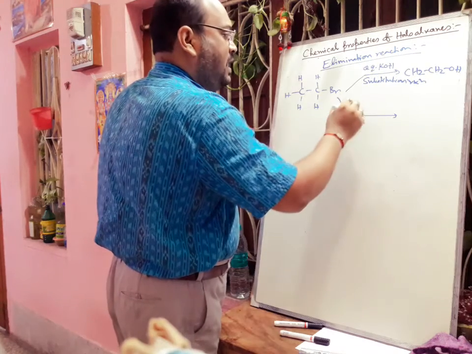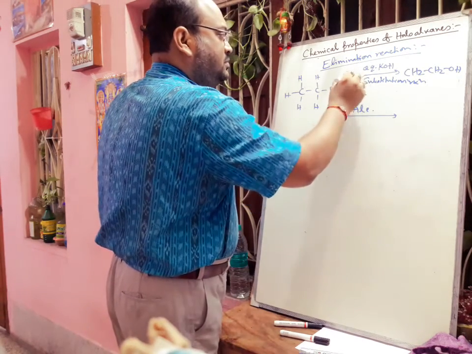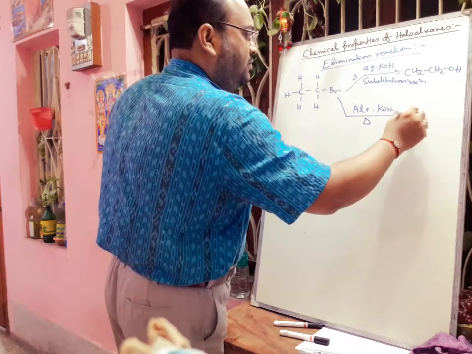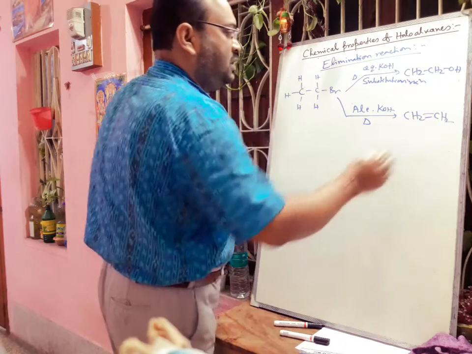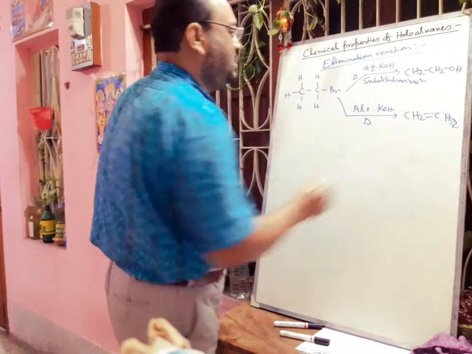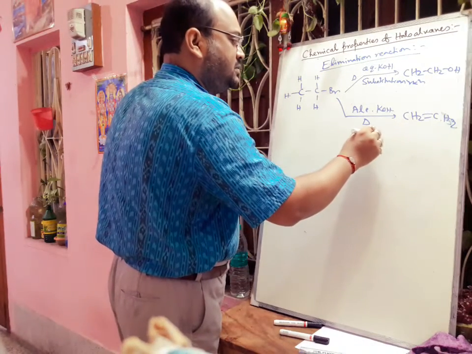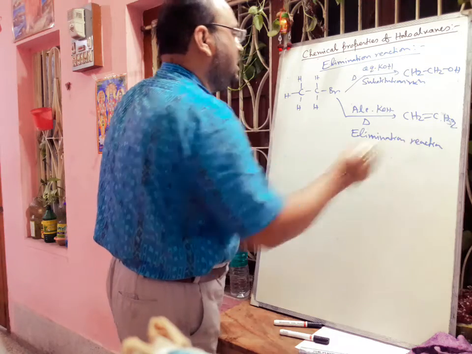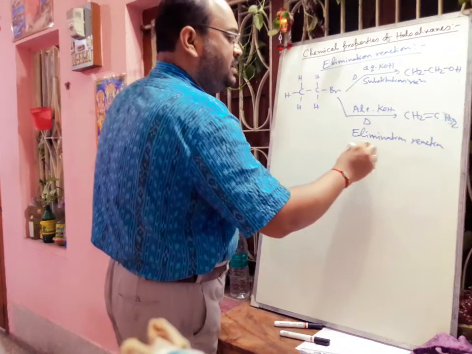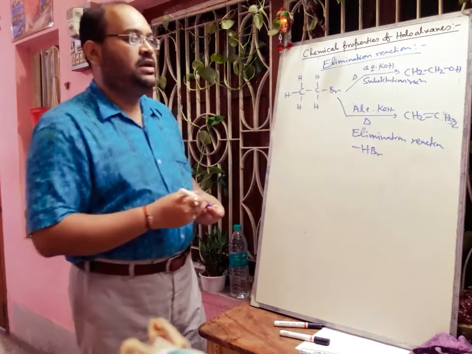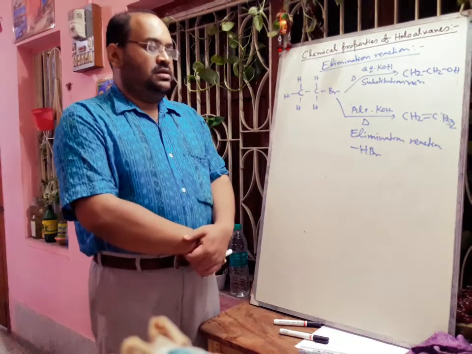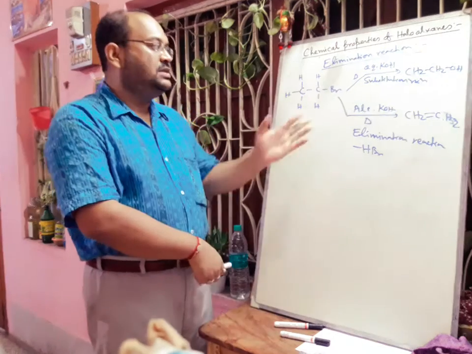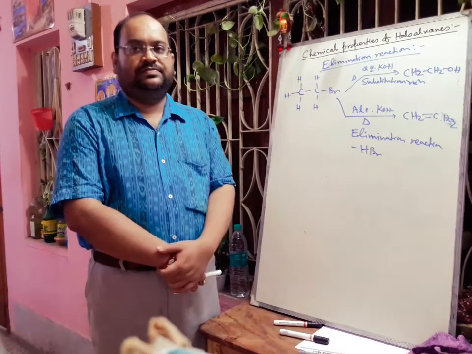But if I give alcoholic KOH and heat, then there will be formation of ethylene, and the type of reaction is called elimination reaction. Here HBr is eliminated from this molecule and it is forming ethylene, CH2=CH2, and this type of elimination is also called beta elimination.